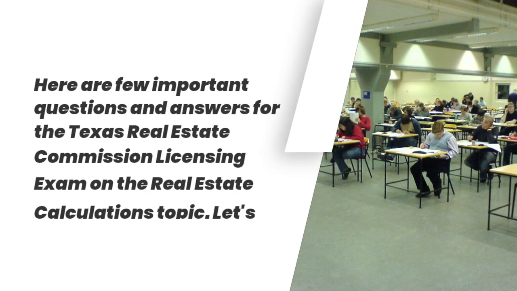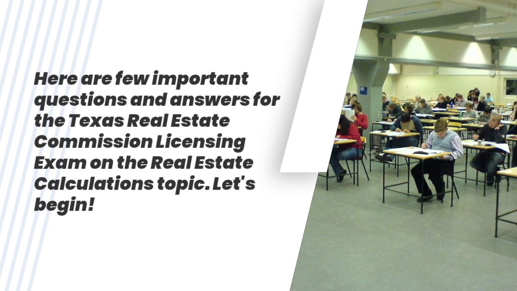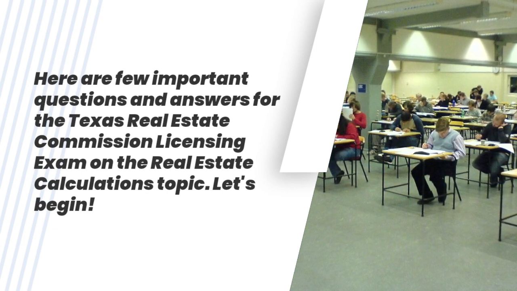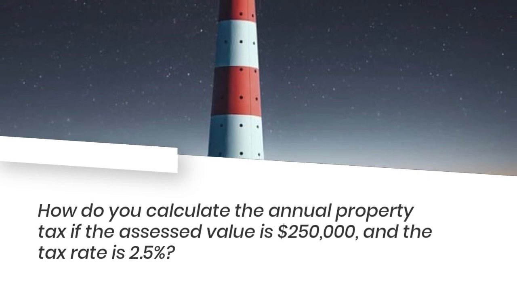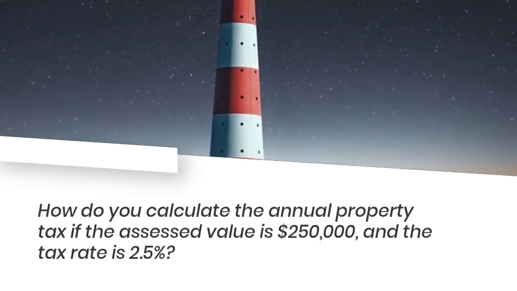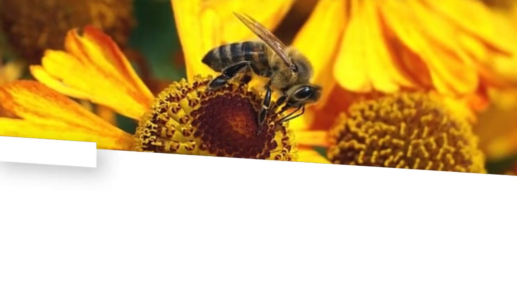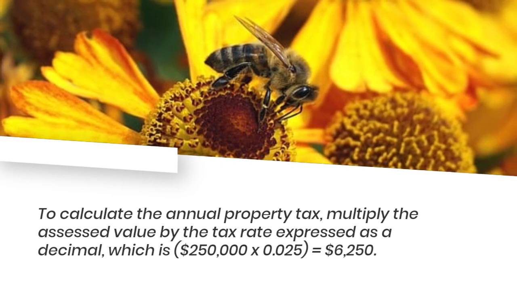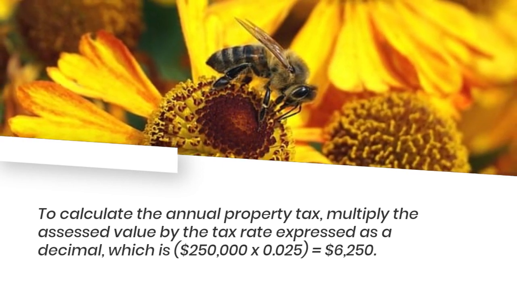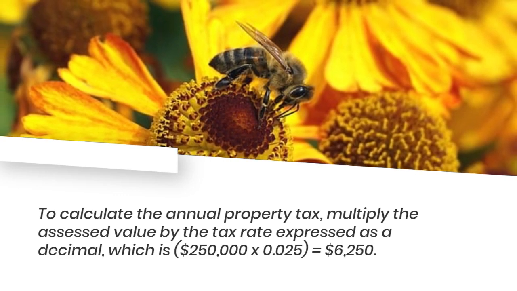Here are a few important questions and answers for the Texas Real Estate Commission licensing exam on the real estate calculations topic. Let's begin. How do you calculate the annual property tax if the assessed value is $250,000, and the tax rate is 2.5%? To calculate the annual property tax, multiply the assessed value by the tax rate expressed as a decimal, which is $250,000 x 0.025, equals $6,250.